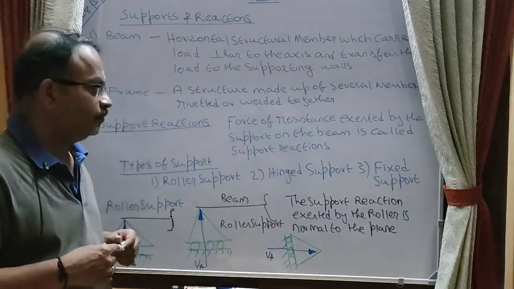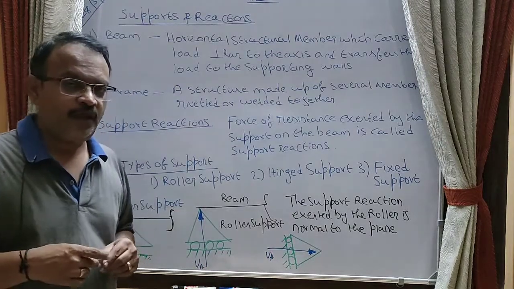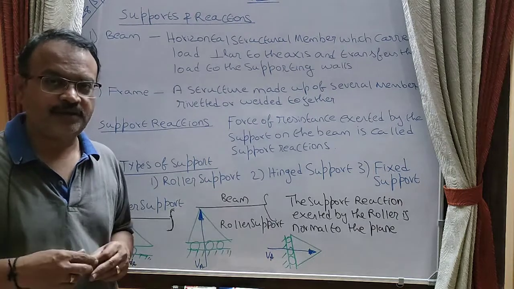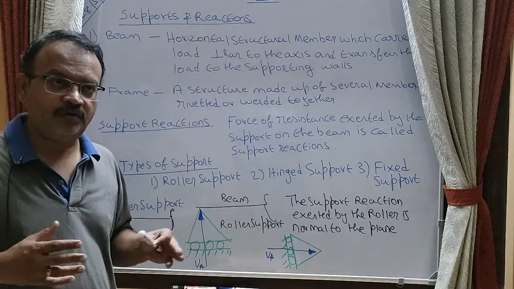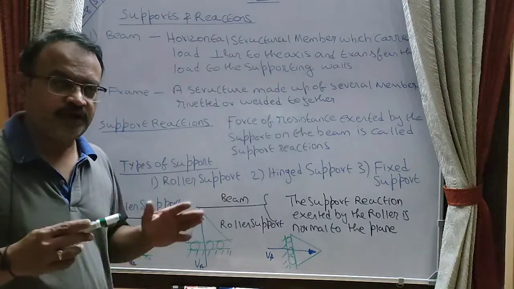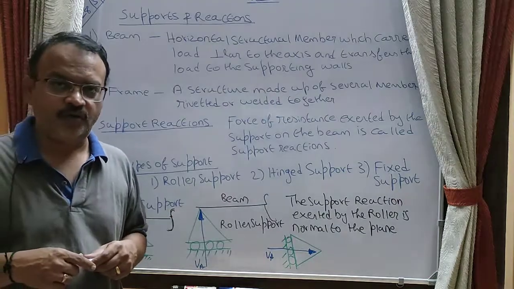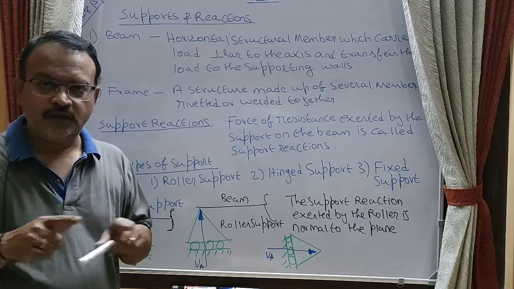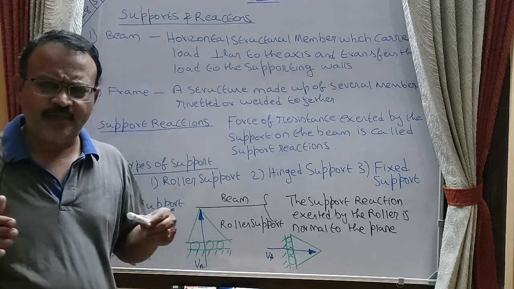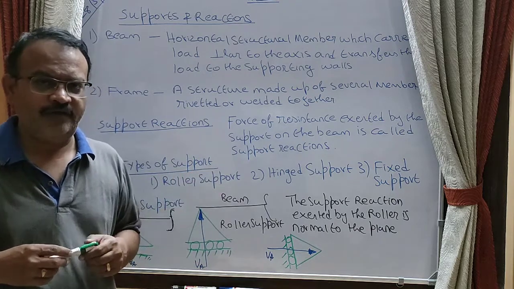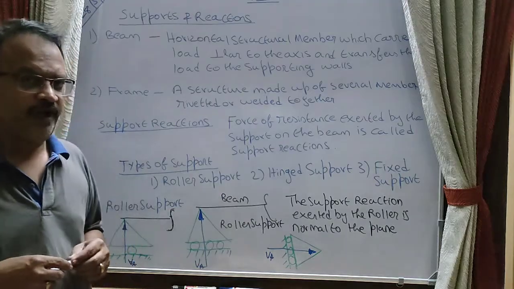Then a frame. So what do you mean by a frame? A frame is a structure made up of several members which are riveted or welded together. You can see in a window, a steel frame has been fixed. All the several members are joined by means of either welding or riveting. Such a structure is called a frame.